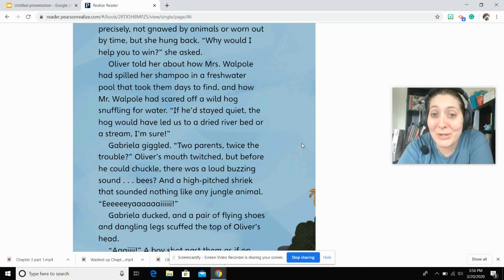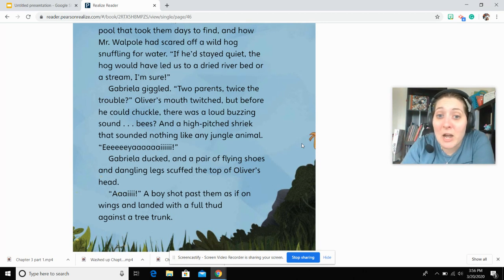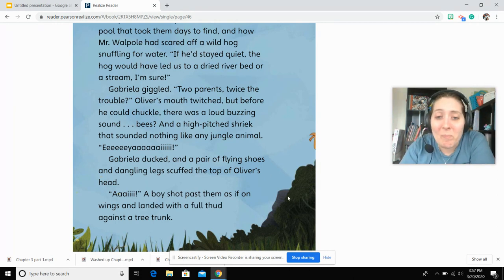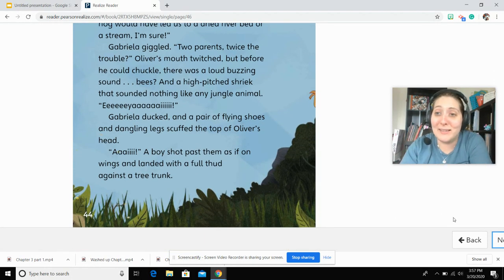Gabriella giggled. "Two parents, twice the trouble." Oliver's mouth twitched. Before he could chuckle, there was a loud buzzing sound. Bees? And a high pitched screech that sounded nothing like any jungle animal. Gabriella ducked, and a pair of flying shoes and dangling legs scuffed the top of Oliver's head. A boy shot past them as if on wings and landed with a full thud against a tree trunk.